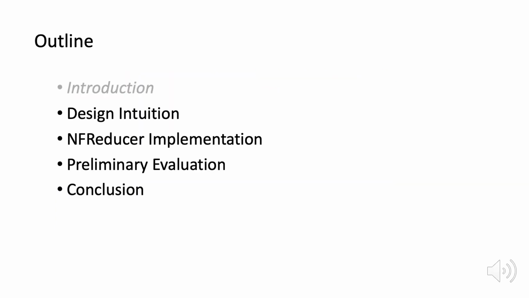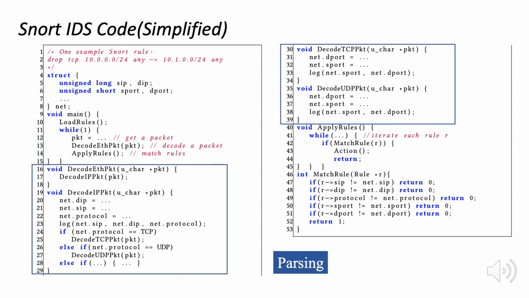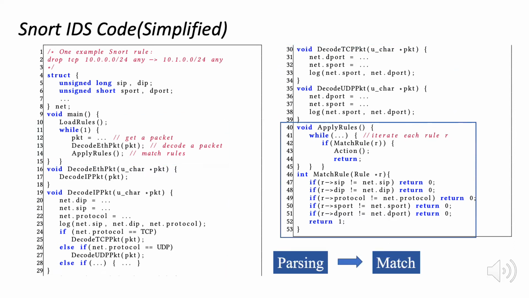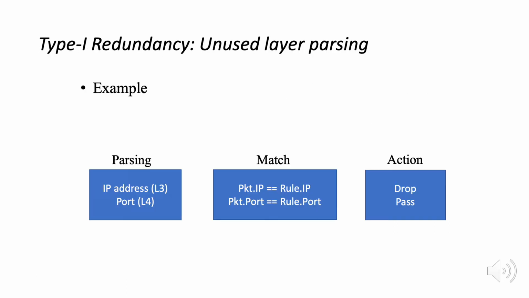We first use examples to show our design intuitions. Here we show the simplified SNORT IDS code. As a rule-based intrusion detection system, SNORT first loads the configured rules and then executes the packet processing loop. When a packet comes in, the loop first parses it and then conducts rules matching. If a rule is matched, the corresponding action will be taken. As you can see, the packet processing is layered.